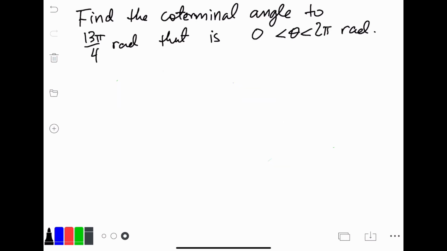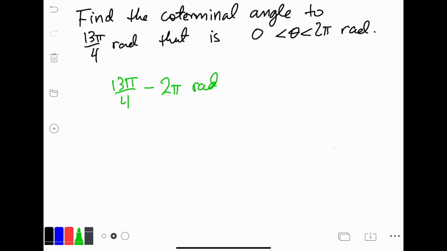Okay, let's take here, for example, we want to find the coterminal angle to 13 pi over 4 radians, which is going to be an angle between 0 and 2 pi radians. So that means we need to bump this angle down one revolution. So if we were to now get 13 pi over 4, we need to subtract 2 pi radians. This is going to bump it down one revolution.